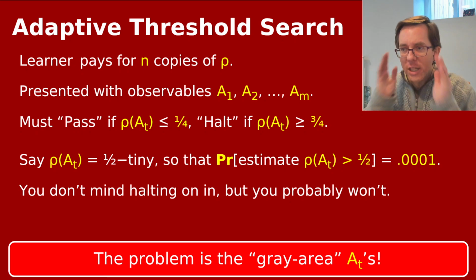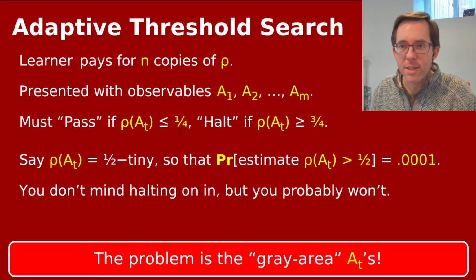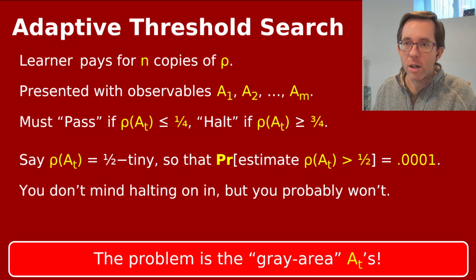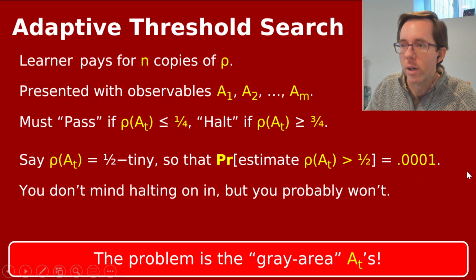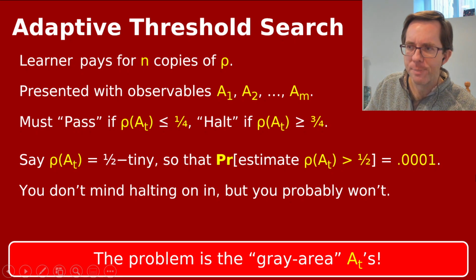Okay, so actually, you don't mind passing this AT. You don't mind halting on this AT. It's in the gray area, so you don't really care what you do. You don't mind halting on it, but you probably won't, right? The probability that you'll halt on it is only 1 in 10,000. So you'll probably pass it.